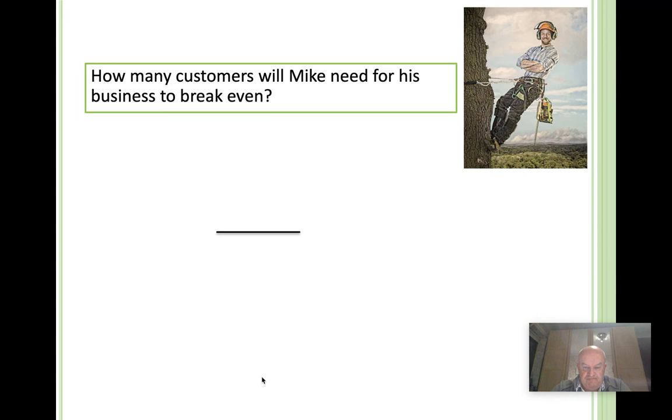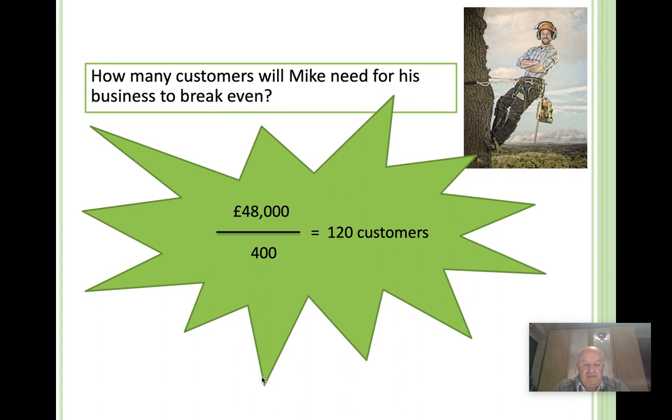So in this instance then, if Mike wants to break even, and this is obviously based on the info that we had from the previous slide, we've got £48,000 worth of fixed cost. We've got a contribution per unit of 400, so we'd need 120 customers to buy our services in order to break even.